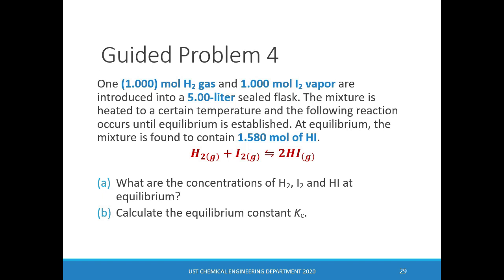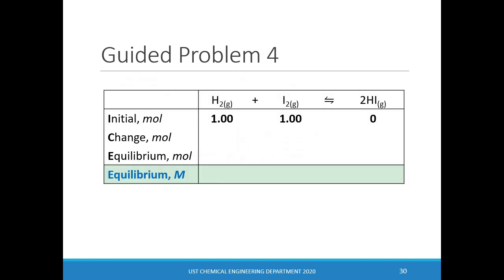At equilibrium, the mixture is found to contain 1.58 moles of HI. What are the concentrations of hydrogen, iodine, and HI at equilibrium? And then calculate the equilibrium constant Kc. If you wish to solve this problem first on your own, you may pause this video. First, we put the given values in our ICE box.